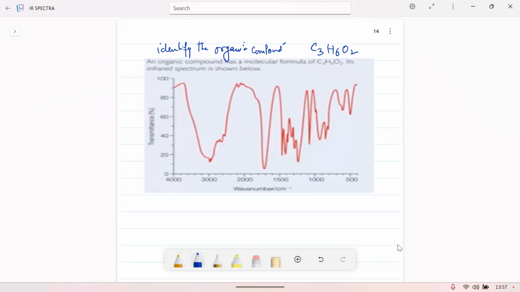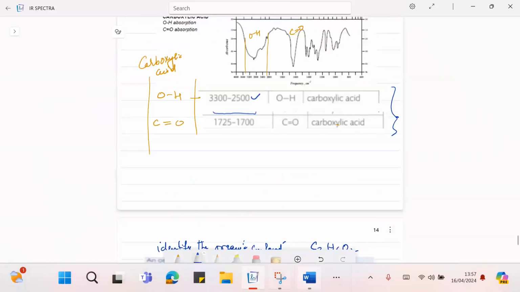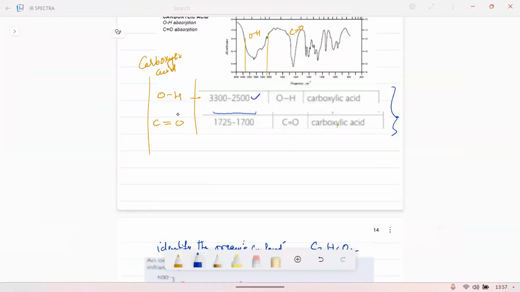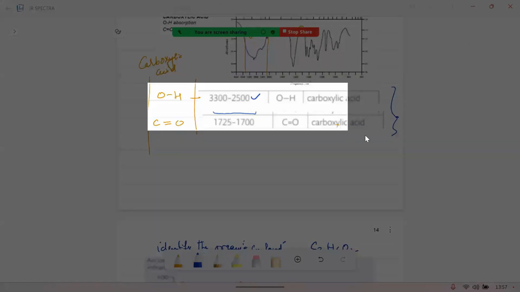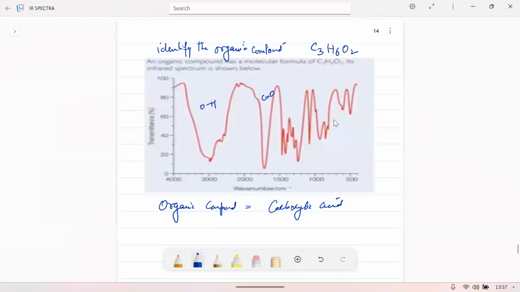How are you going to identify this organic compound? Now it's very easy based on what we have just seen. This is an OH peak and this is a C double bond O. So that means your organic compound is a carboxylic acid, and they want the reason. The justification will be this thing.